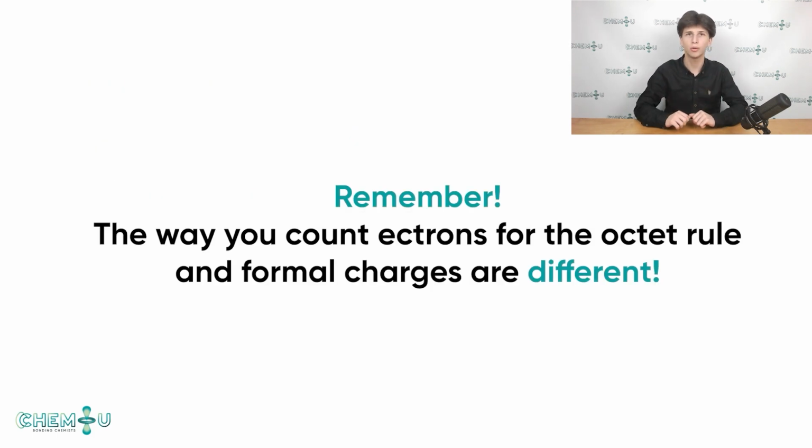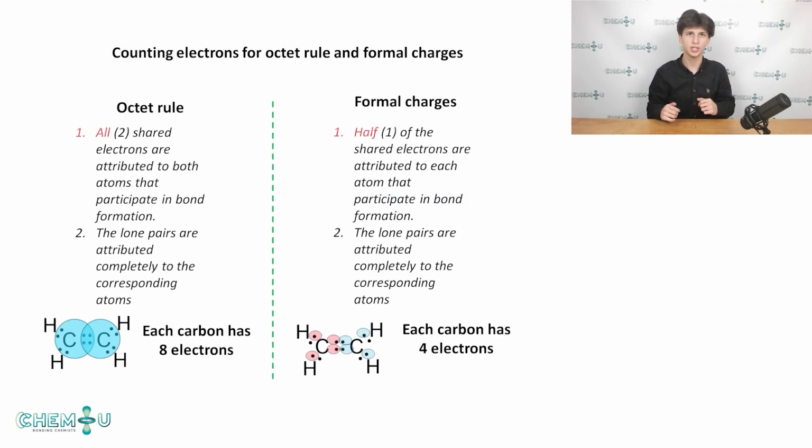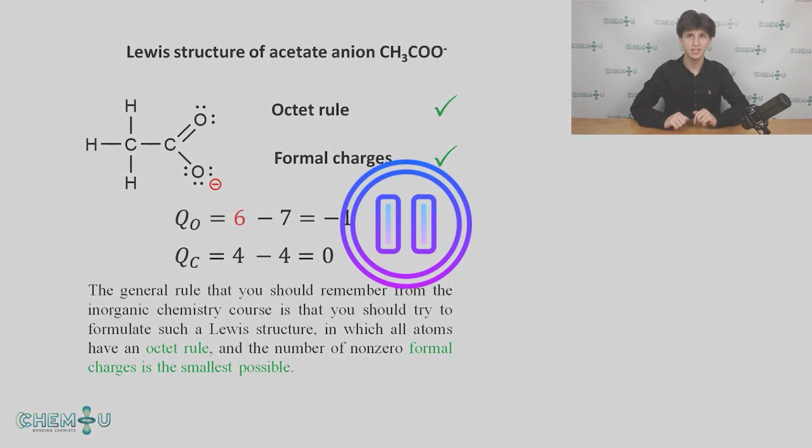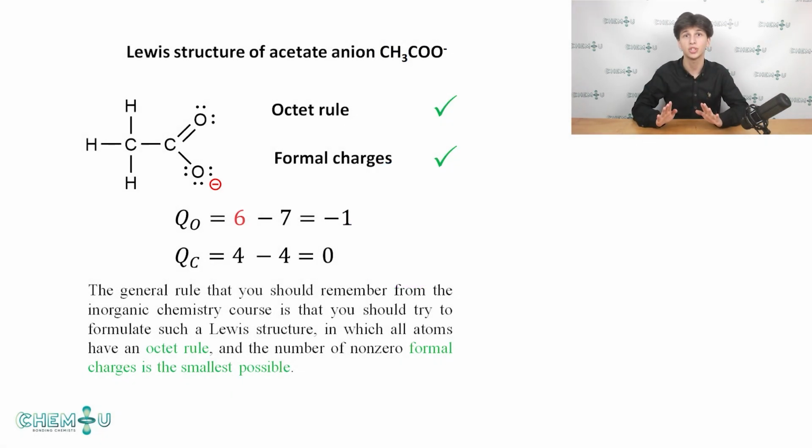Remember that the way you count the electrons for the octet rule and formal charges are different. While considering the formal charges, we count only 1 electron from each shared pair that represents a bond. Well, here's the Lewis structure of the acetate anion. You can clearly see that oxygen is surrounded by 3 electron pairs and forms 1 carbon-oxygen bond. It still has an octet, but the formal charge in this case equals -1. Once again, don't hesitate to pause the video and inspect the calculation carefully.